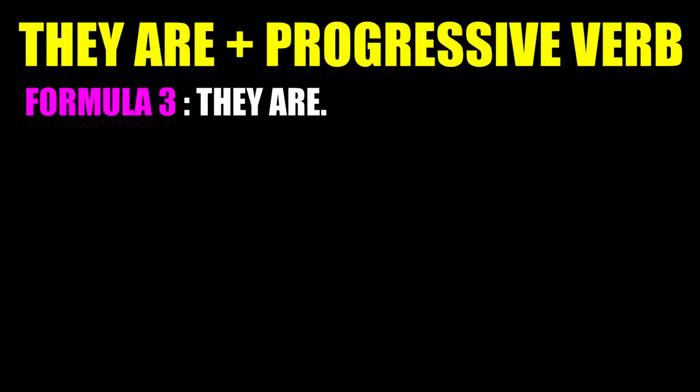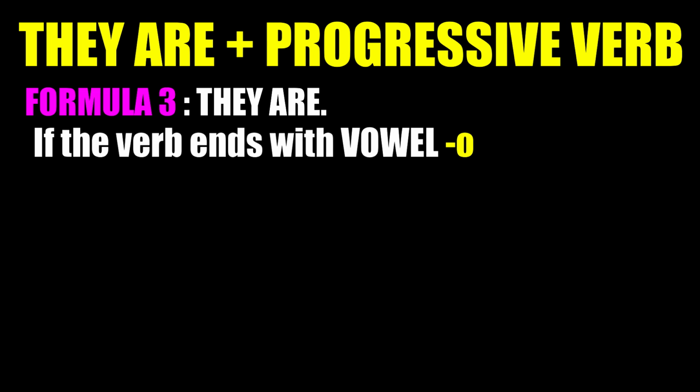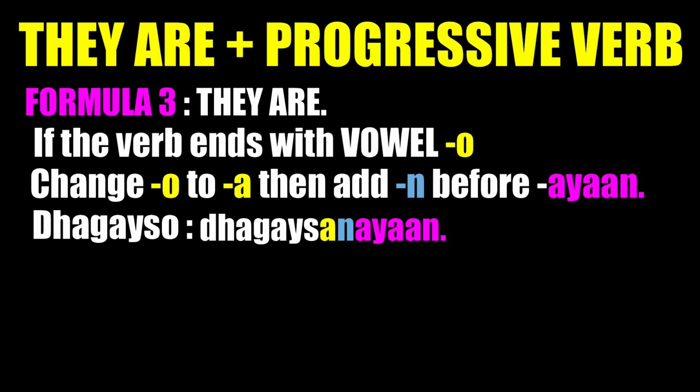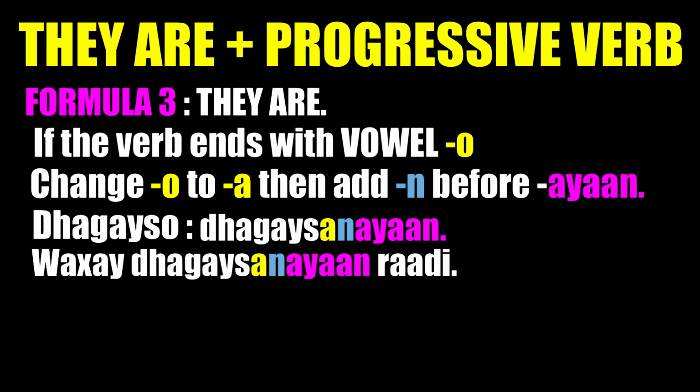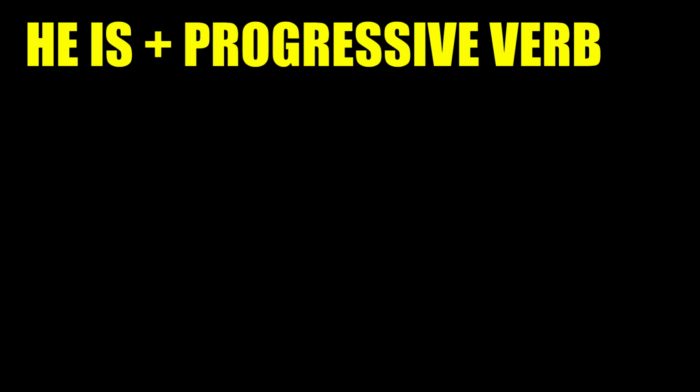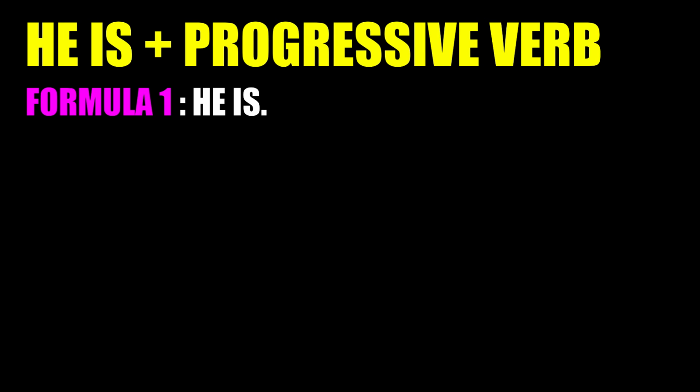Formula or rule 3. If the verb ends with vowel O, we need to change the vowel O to vowel A and add na before you add ayaan. For instance, dhegaysanayaan. Waxay dhegaysanayaan raadi. They are listening radio. Dukanayaan. Waxay dukanayaan salaada duhurka. They're praying Zuhr prayer.